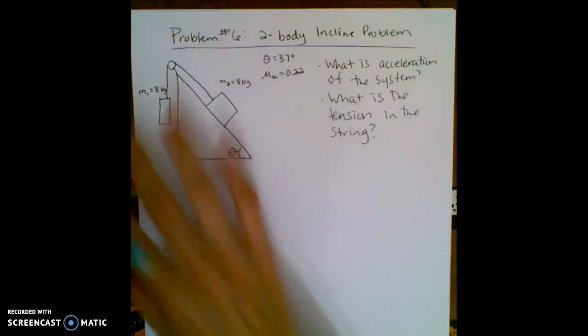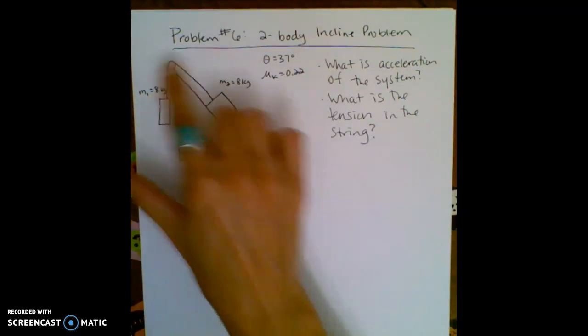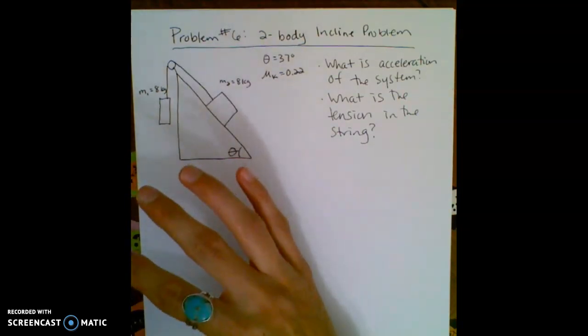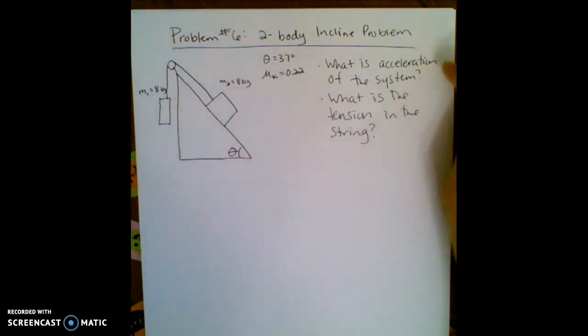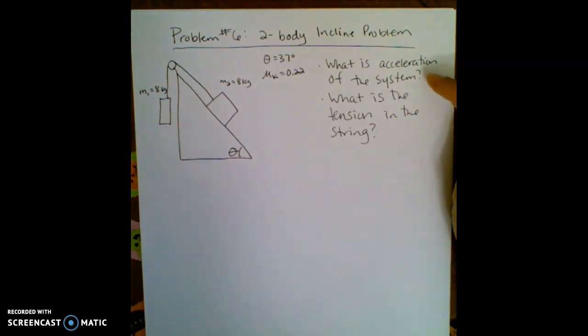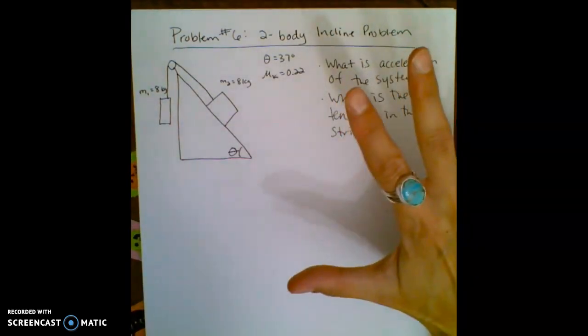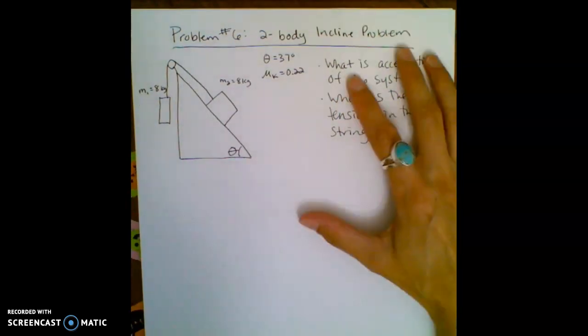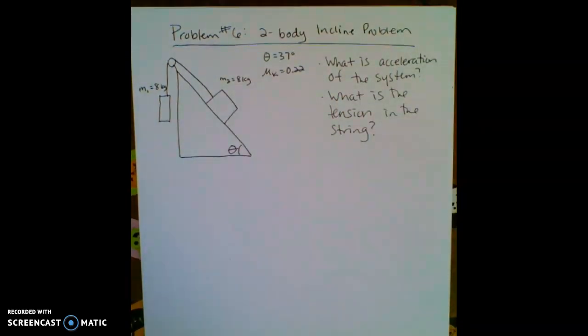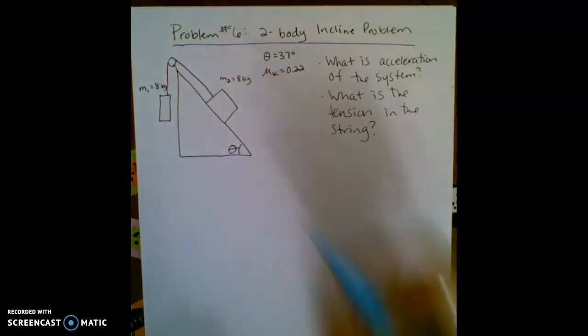So with this system, because these two objects are connected, they're going to move together, they're going to have the same acceleration. I want to know what the acceleration of the system is and what is the tension in the string. So the first place we start is to make a free body diagram, because when in doubt, free body diagram it out. So I'm going to start by drawing in the force of gravity, and there's a force of gravity acting on each box.